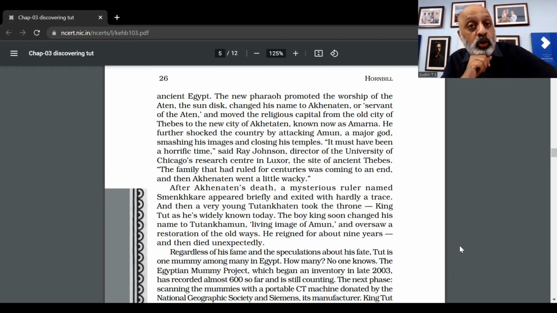He further shocked the country because there were attacks on Amun, the major god जिसके पहले नाम था, smashing the images, closing his temples. And Ray Johnson, who is the director of the University of Chicago's Research Center at Luxor, he said that this must have been a horrific time because the family that had ruled for centuries was coming to an end, and then Akhenaten went a little wacky. So आपसे क्वेश्चन पूछा जा सकता है कि why did Ray Johnson feel that he was going a little wacky? Wacky मतलब a little crazy, a little pagal.